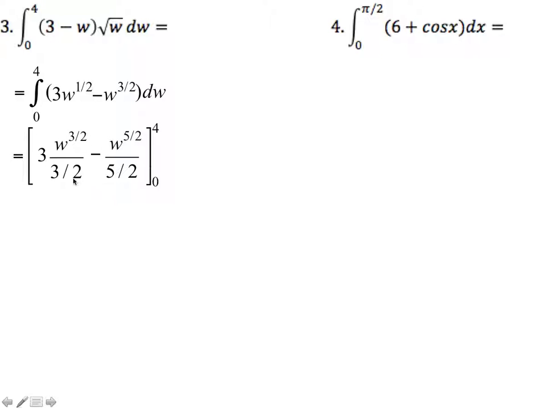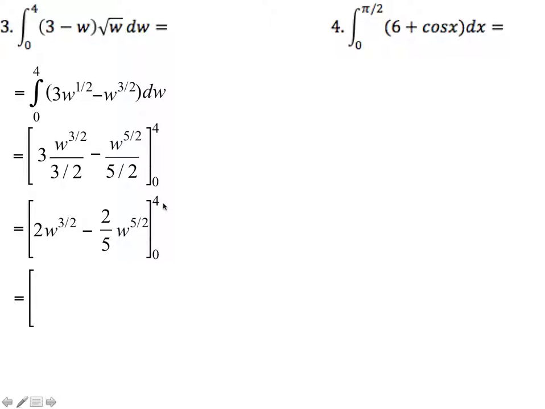So let's take this first term here. Dividing by 3/2 is the same as multiplying by 2/3. So we have 3 times 2 divided by 3. The 3's are going to cancel, and we're going to end up with 2w to the 3/2 minus, and then dividing by 5/2 here is the same as multiplying by 2/5. So we get 2/5 w to the 5/2. Now we can go ahead and put our limits of integration in there.